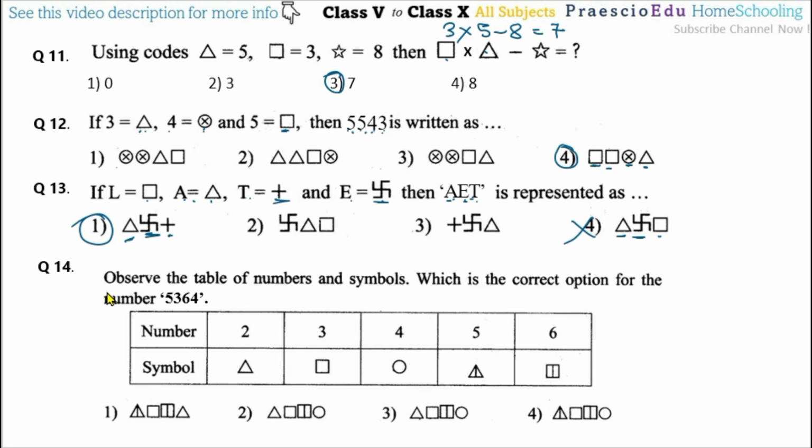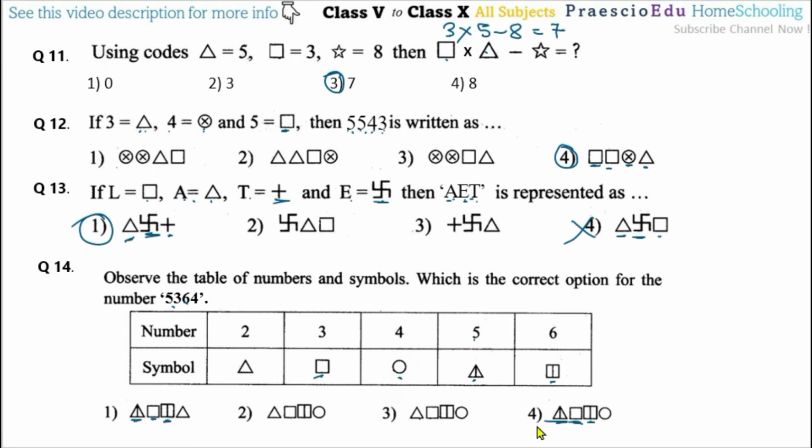Then question number 14. Observe the table of numbers and symbols. Which is the correct option for the number 5364? 5 means this one. So this symbol is given in option number 4 and 1. After this, 3. 3 means this symbol. So this symbol is given here and here also. Then 6 means this symbol, correctly given here and here also. And then 4.